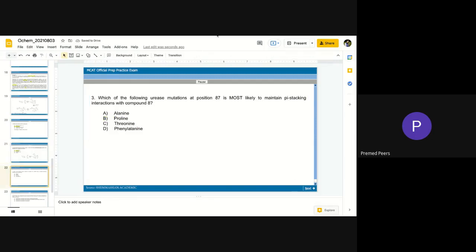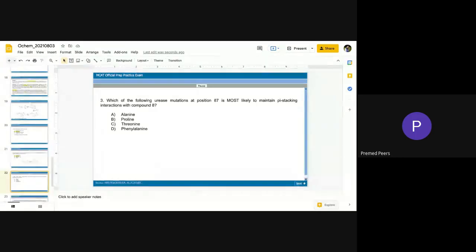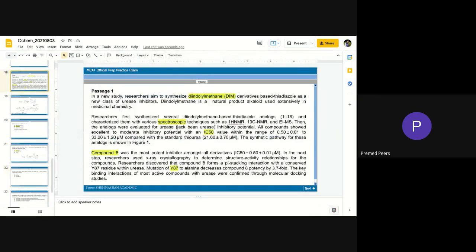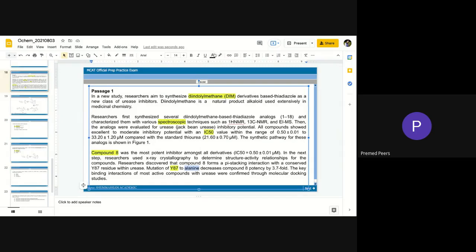Okay, next one. This one takes a little bit of basic biochem. And compound A, this is what I'm talking about when they talk about mutation, because I kind of got this instinct earlier that they might test it. So you can see that's why I highlighted Y87, and it decreased, probably because of a change of property. So Y stands for what?